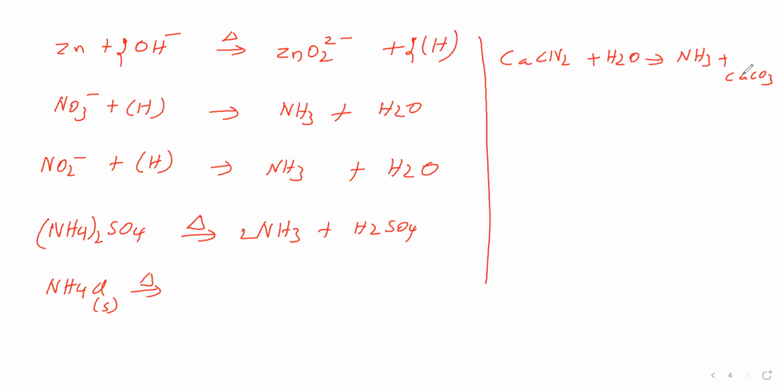So what is the mechanism here? We'll see. Calcium cyanamide, we will write it as calcium ion and cyanamide ion, like this. Now it is undergoing hydrolysis to give ammonia and calcium carbonate. It takes H+ from water.